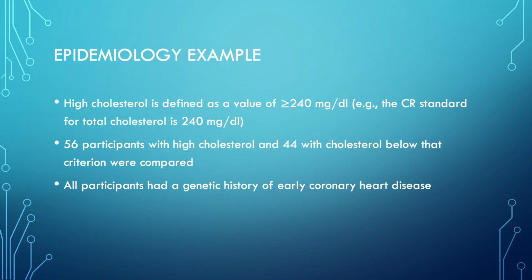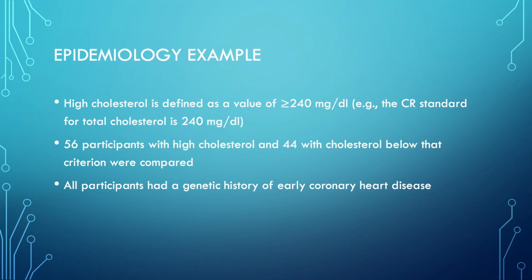Let's use an epidemiology example. We're going to talk about cholesterol relative to heart attack, okay? So high cholesterol is defined as a value of greater than or equal to 240 milligrams per deciliter. That's the criterion reference standard for total cholesterol. So if you're 240 and above, you're considered to have high cholesterol. If you're below 240, low cholesterol, because it's criterion referenced, so that's our cutoff score.